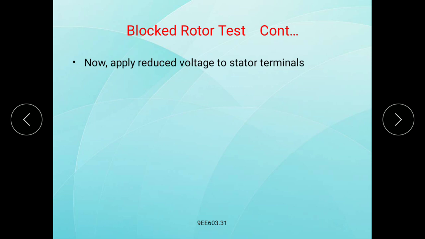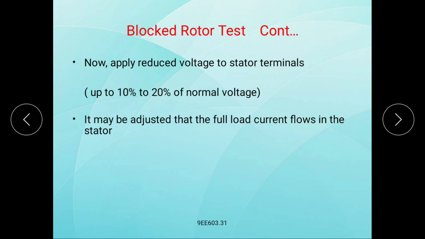So now apply reduced voltage to the stator terminals, up to 10 to 20% of normal voltage. Don't apply more than that voltage. When we apply more than that voltage, the stator draws a huge amount of current, and it is immediately burned out. So it is very important: 10 to 20% of normal voltage will be applied. It may be adjusted so that the full load current flows in the stator and the rotor is blocked. S is equal to 1, or slip is 1.